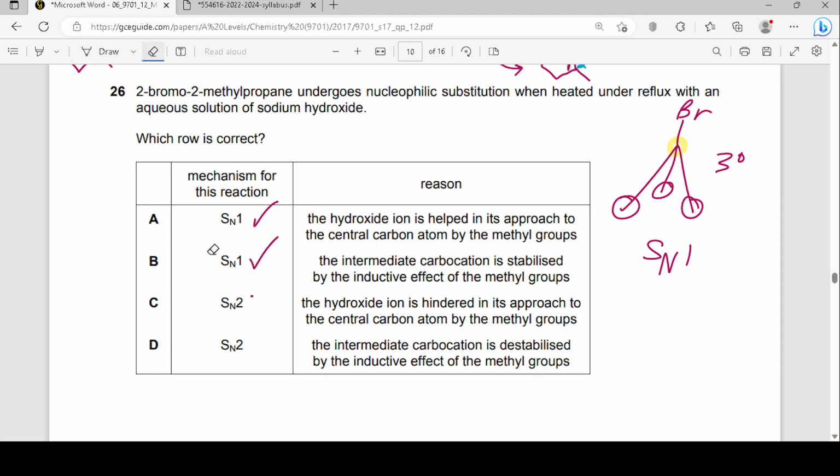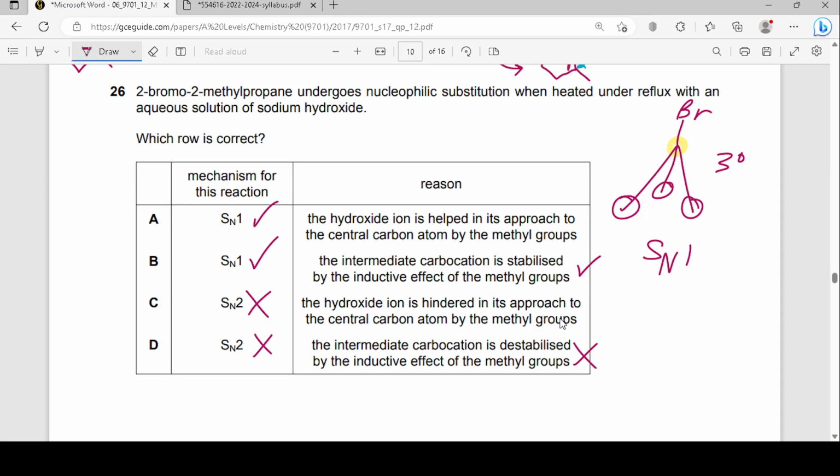So that means either A or B. Now the intermediate carbocation is stabilized by the inductive effect of the methyl groups. That's the correct answer. Not destabilized. See, destabilized is wrong. So D cannot be the right answer, obviously. And the other thing is that the hydroxide ion is helped in its approach to the central atom by the methyl groups. Or: the hydroxide ion is hindered in its approach to the central carbon atom by the methyl groups.